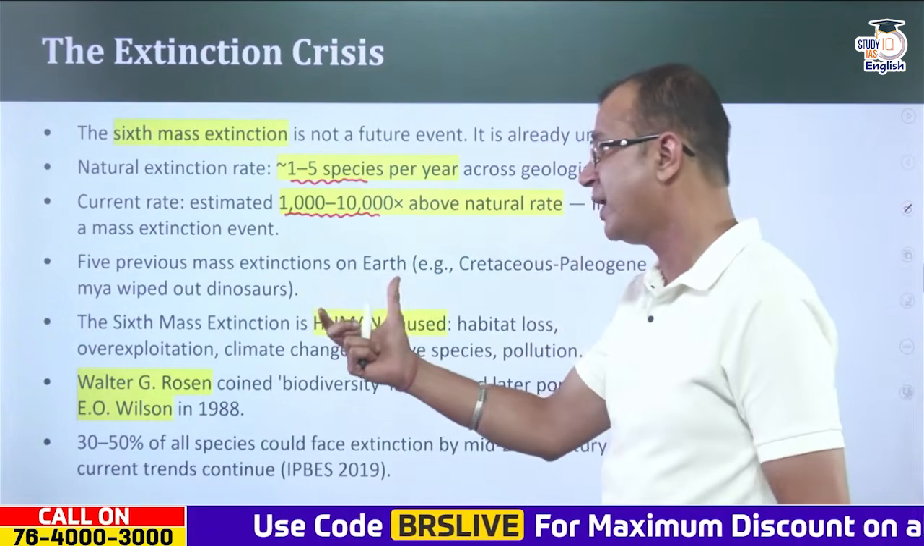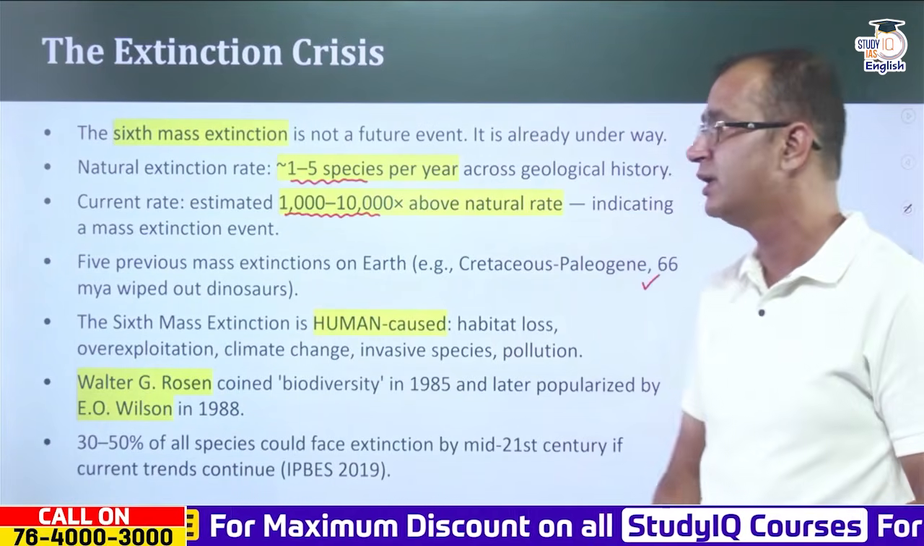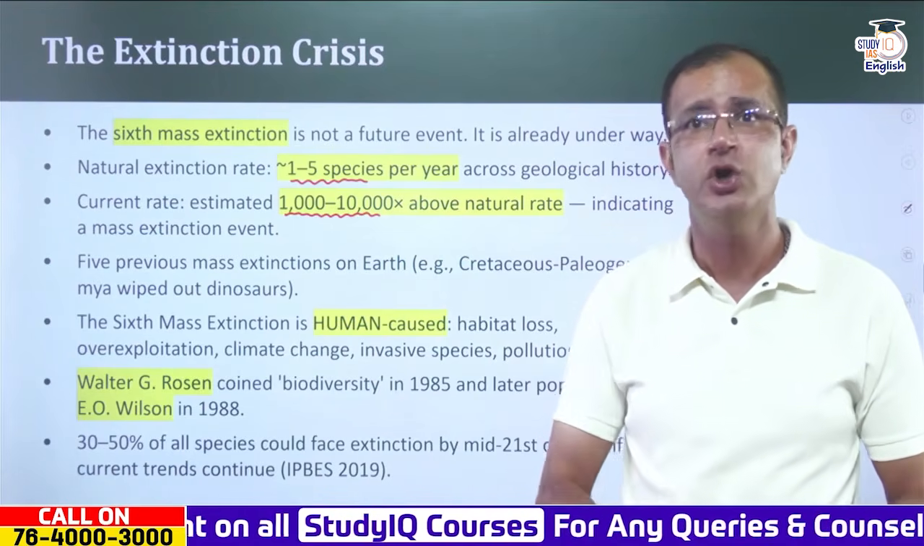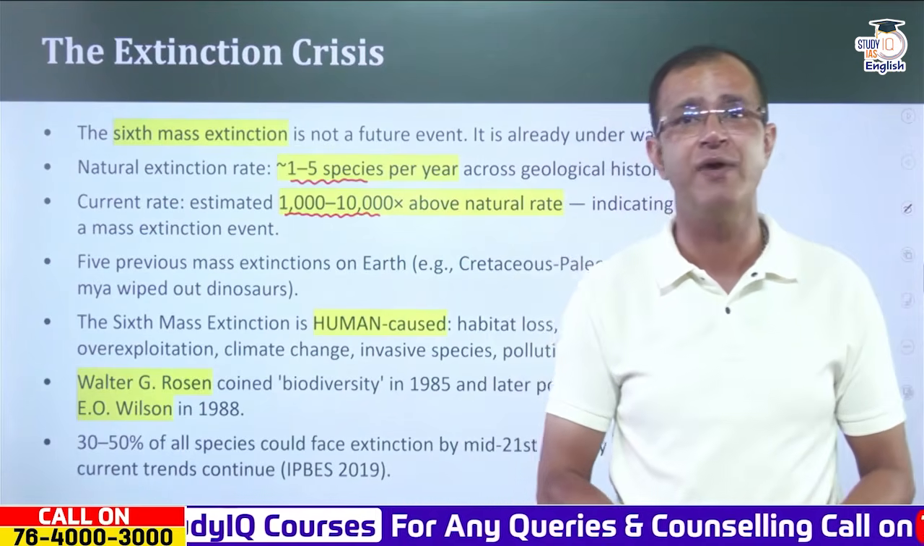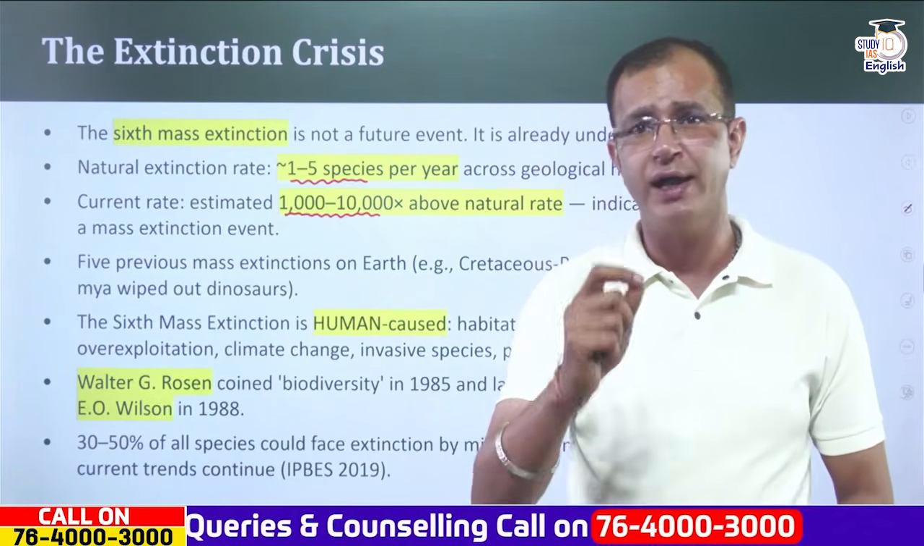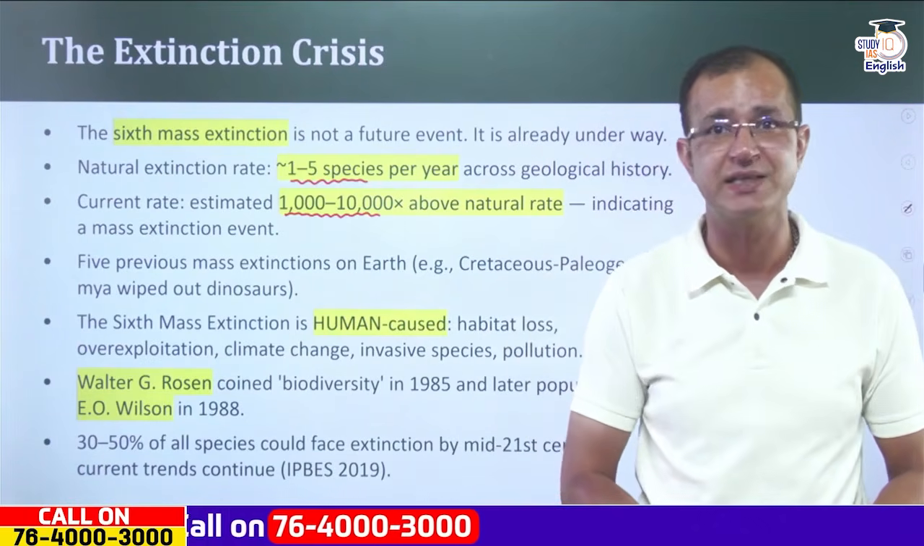There were 5 previous mass extinctions on the earth. For example, in the Cretaceous-Paleogene period, nearly 66 million years ago, there was a mass extinction that wiped out all the dinosaurs from the surface of the earth. It may happen that this mass extinction will wipe out the human race as well.